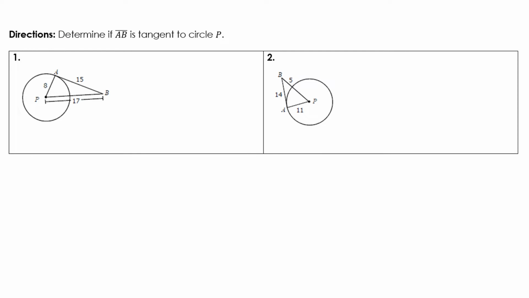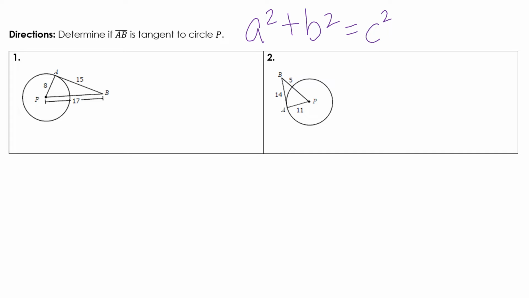All right, so in our first couple examples, all we're deciding is if segment AB is tangent to circle P. And in order for it to be tangent to circle P, then we have to know that the angle is a right angle. The only way to know if it's a right angle is to use the Pythagorean theorem. Remember that the Pythagorean theorem is given to us by a squared plus b squared equals c squared. A and b represent the legs, and c would be the hypotenuse. The legs are going to be what form the right angle, and then the hypotenuse will be opposite the right angle.